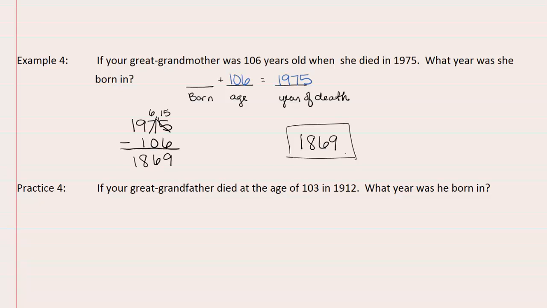Okay, I would like you to try practice number 4, so please pause the video. Okay, so if we do the same thing, the year they died minus how old they were, that will tell us the year they were born. So I have to borrow again. That would give me 12. 12 minus 3 is 9. 0 minus 0 is 0. 9 minus 1 is 8. 1. So your great-grandfather in this question would have been born in 1809.